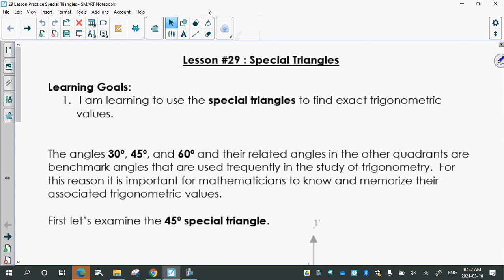All right, so special triangles. So we're learning to use the special triangles to find exact trig values. Your calculator stores all the approximate trig values. Like if you type in sine of 30 degrees, it'll give you, or that's not a good example because that is exact, but if you type in the sine of 60 degrees, for instance, it will give you a decimal, okay? But we can find exact values, and we use multiples of 30, 45, and 60 because those are the most common trig angles. They're kind of like benchmark angles.